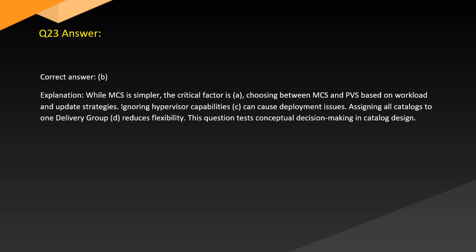Answer. Correct answer. B. Explanation. While MCS is simpler, the critical factor is choosing between MCS and PVS based on workload and update strategies. Ignoring hypervisor capabilities, C. Can cause deployment issues. Assigning all catalogs to one delivery group, D. Reduces flexibility. This question tests conceptual decision-making in catalog design.